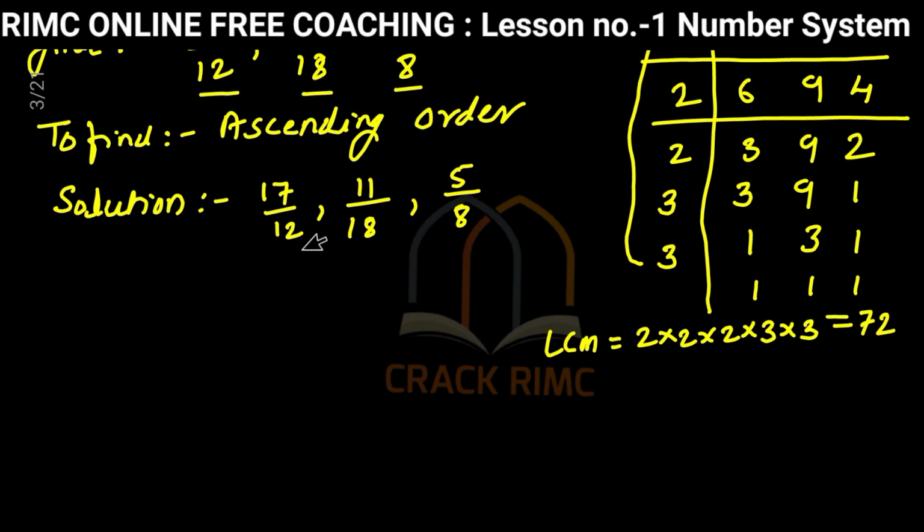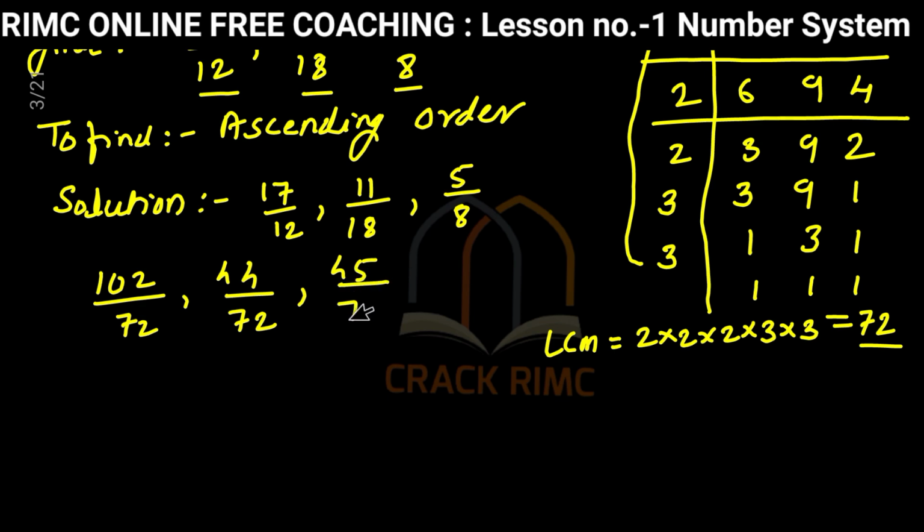Now we have to multiply the denominator in such a way that the multiplication gives the answer 72. For this, 12 6s are 72. So we will multiply 17 by 6, so it will become 102 upon 72. 18 4s are 72. So 4 into 11 will be 44 upon 72. 8 9s are 72. So 9 into 5 is equal to 45 upon 72.